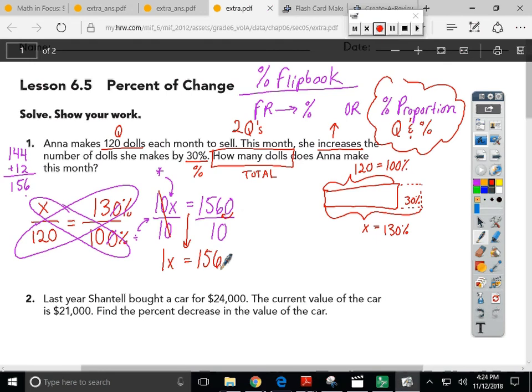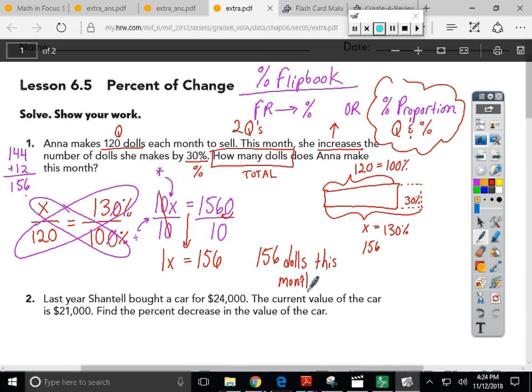Well, we need to plug this back in and also make sure it makes sense. So over here, is it possible that 156 belongs with this unknown? Is it possible that the original 100% was $120 and now it's grown to $156? That makes some good sense to me. The bar is longer. I'm looking for an increase. So I think we're going to answer here $156 this month.